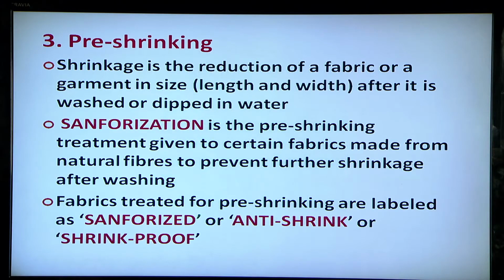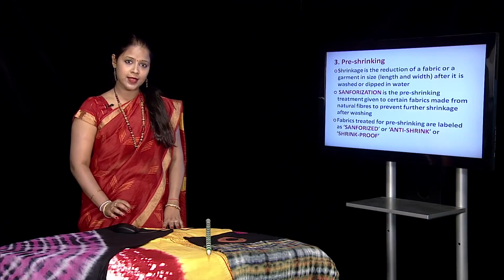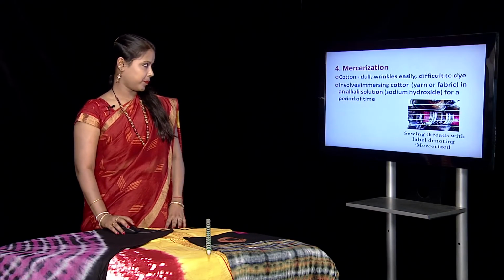Third is the pre-shrinking finish, which is used to prevent the shrinkage of the fabric. Shrinkage is the reduction of a fabric or a garment in size, length or width after it is washed or dipped in water. Sanforization is the pre-shrinking treatment given to certain fabrics made from natural fibers to prevent further shrinking after washing. Fabrics treated for pre-shrinkage are labeled as sanforized, anti-shrink or shrink-proof fabrics.